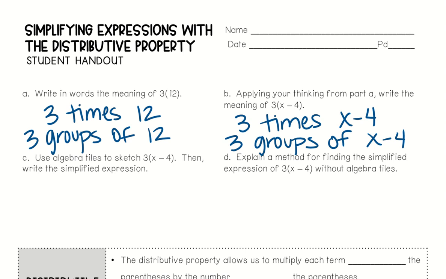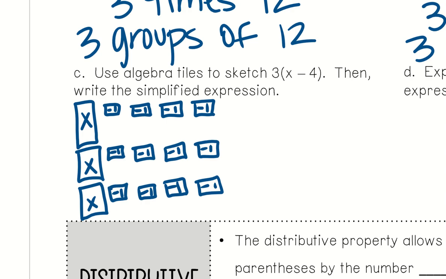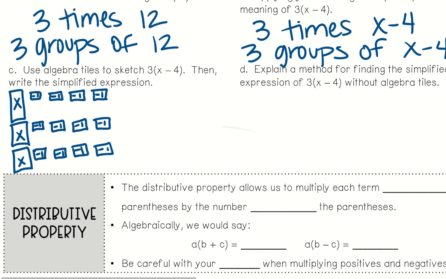So part C says to use your algebra tiles to sketch 3 parentheses x minus 4. So if I think of it as 3 groups of x minus 4, then I'm going to draw out x minus 4 with my algebra tiles, and then I'm going to do that 3 times. So I'm going to pause and draw out my algebra tiles, and I'll show you what that looks like. All right, so I didn't do a great job, but we get the point here. I have drawn out x minus 4. So I have one x rectangle and then negative 4 squares. And so since there were 3 times that, I drew 3 groups of that x minus 4. So then we could use those algebra tiles to simplify that expression.